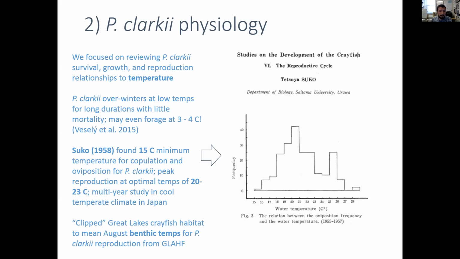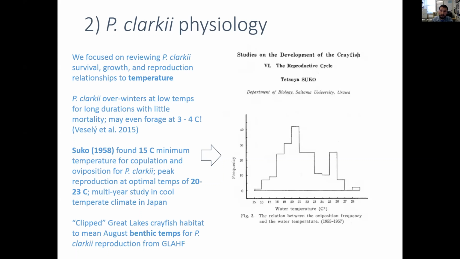So we have some skepticism that low temperatures necessarily kill red swamp crayfish. Instead, Suko 1958, working in Japan, and there's a series of English language papers that he published, found minimum temperature requirements for red swamp crayfish to initiate reproduction. After a number of years of observing red swamp crayfish in outdoor ponds in the mountains of central Japan, they found a 15 degrees Celsius minimum temperature threshold for red swamp crayfish to start copulating and laying eggs. And reproduction peaked at temperatures of about 20 to 23 degrees Celsius.